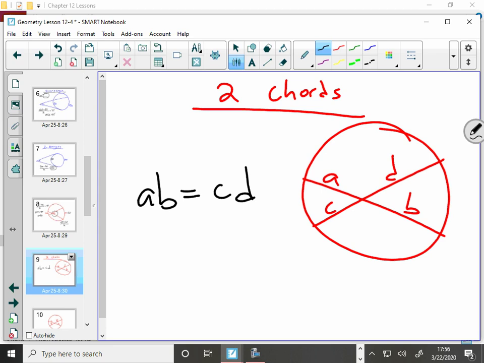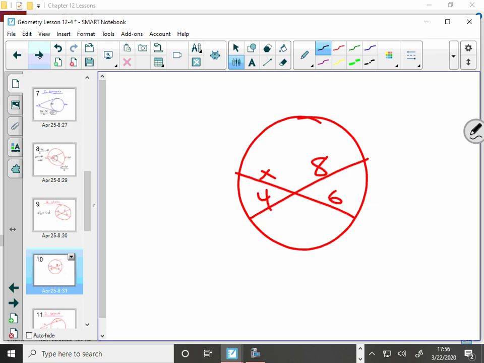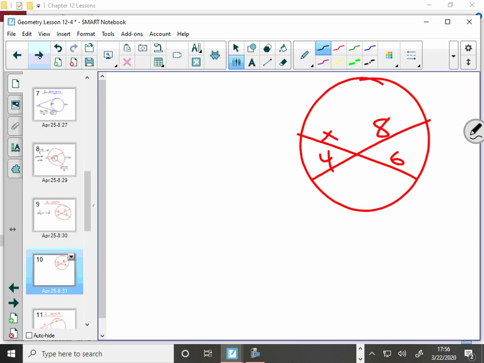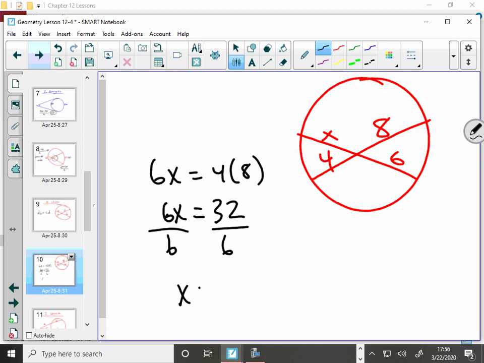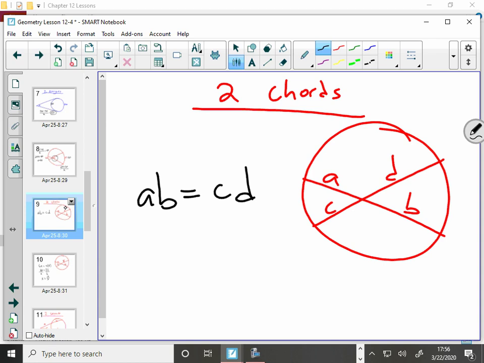You multiply the two segments that are formed by one chord together, and that's equal to the two segments formed by the other chord. For example, I want to solve this problem. 6 times x equals 4 times 8, so 6x equals 32, and divide by 6. So x is 32 over 6, or 16 over 3. Two chords, that's what we just did.